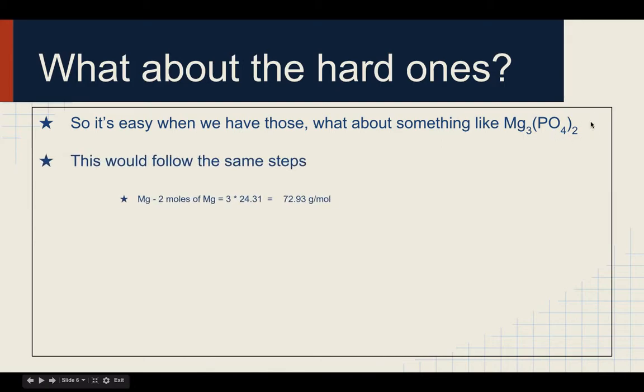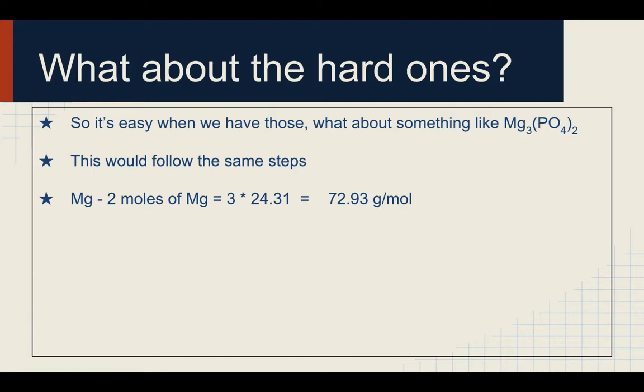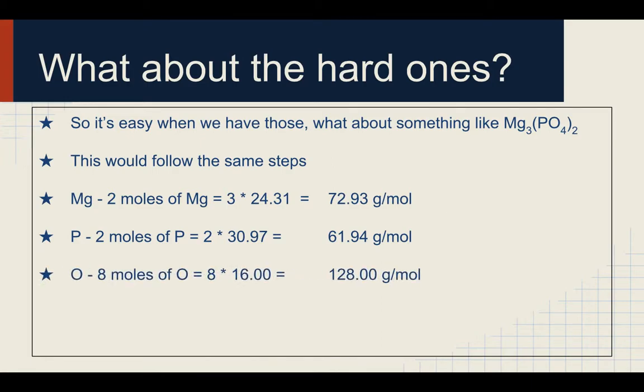So, same steps, but instead of 1 mole of magnesium, I should have 3. This here should be a 3, which I will fix. 3 times 24.31 is 72.93. 2 moles of phosphorus, that one is right. 8 moles of oxygen, that one's right because I took the 2, multiplied it by the 4. And altogether, that would be 262.87 grams per mole. Again, I need this grams per mole to make sure I'm doing it correctly.